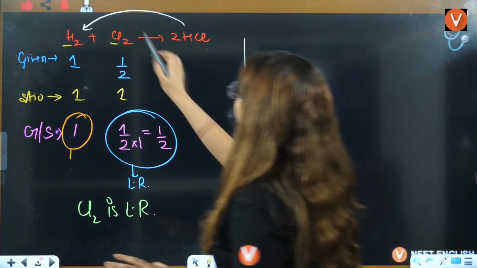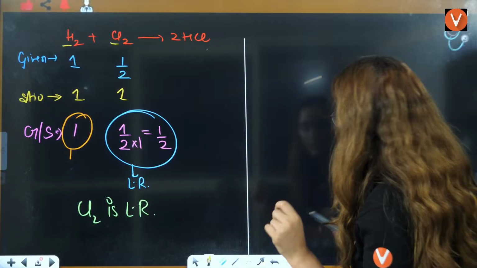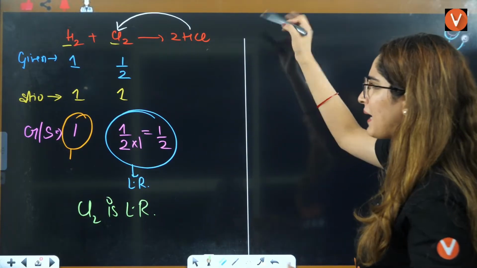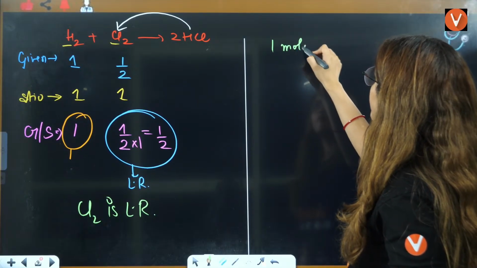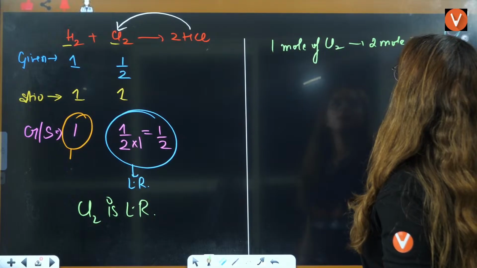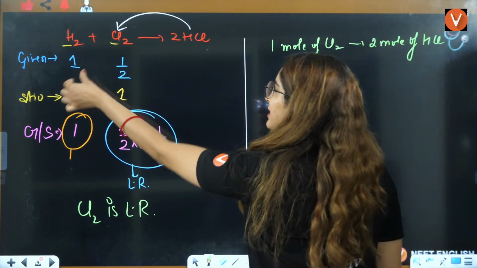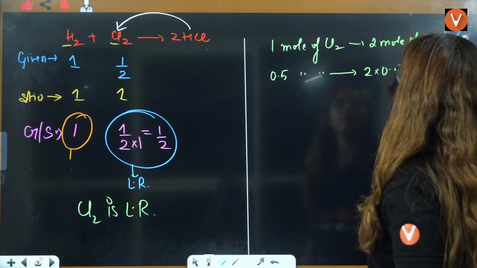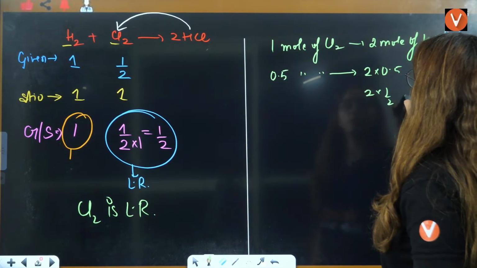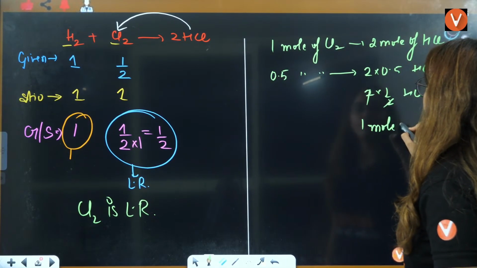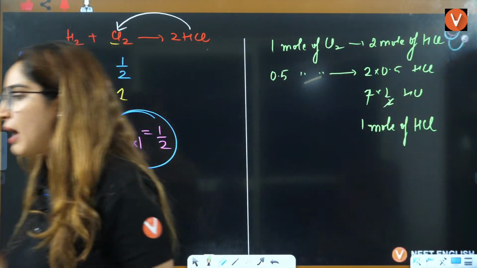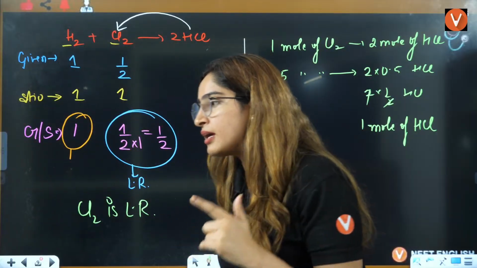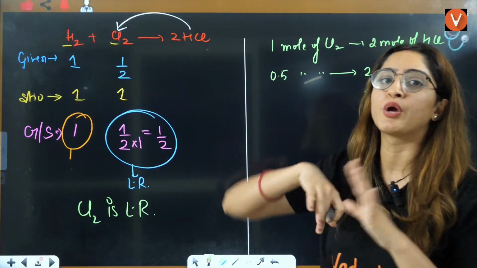That means the product formation will depend on Cl2. HCl will depend on Cl2, not H2, right? So now we can apply the unitary method here. 1 mole of Cl2 gives 2 mole of HCl. But in the given condition, you have 0.5 mole. So 0.5 mole of Cl2 will give 2 into 0.5 of HCl, that is 2 into 1 by 2 of HCl, that is nothing but 1 mole of HCl. So the answer is going to be 1 mole of HCl in the end, right? Because Cl2 is the limiting reagent, okay? So if you calculate the limiting reagent true, automatically everything is going to change here, right?